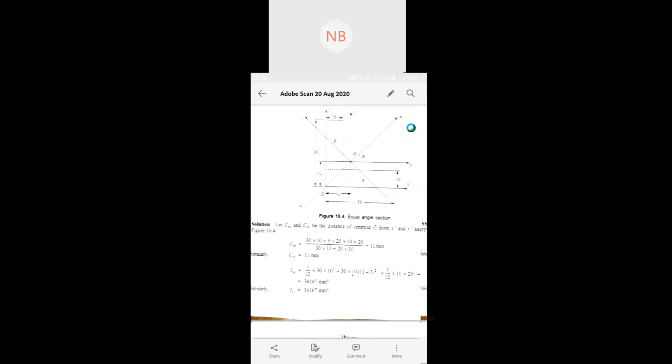Sir, 30 into 10. For which part? Sir, for the below part. Okay, and for the next part? So 30 minus 10, I think. Yes, 30 minus 10, so you can directly write 20 into 10. That will be your area.